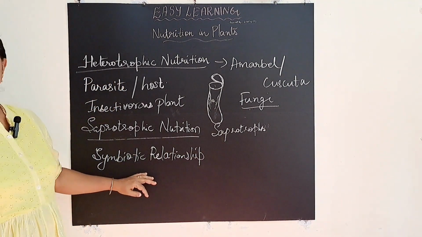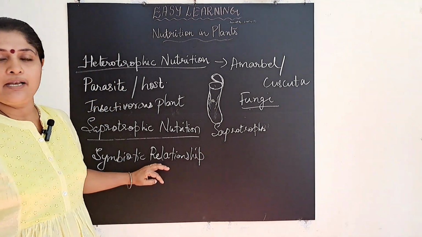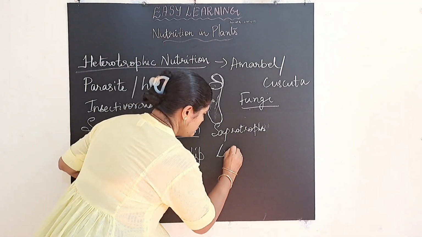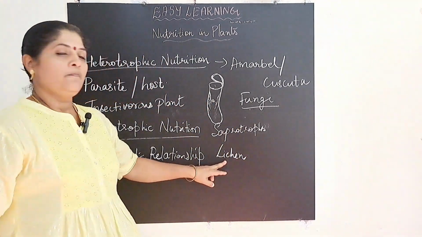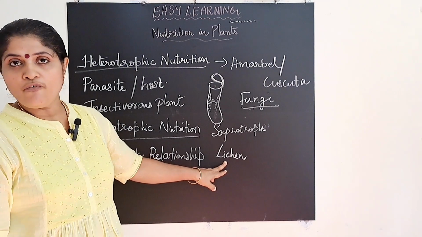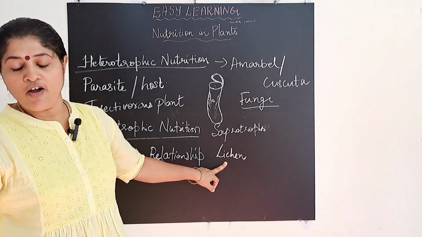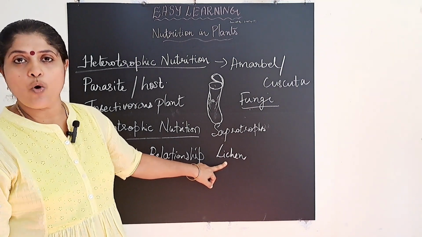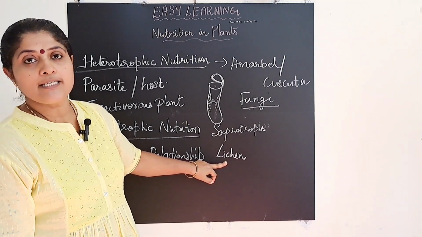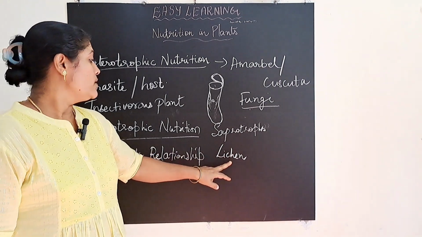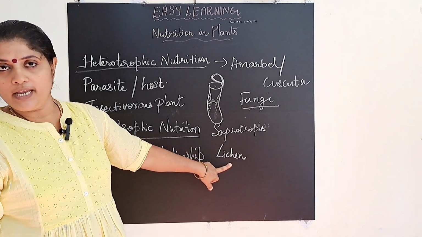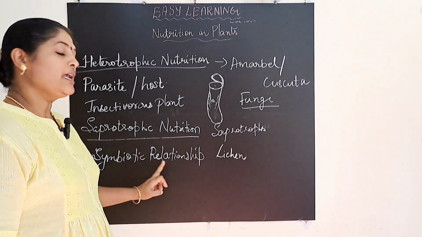So, for symbiotic relationship, the simple example is lichen. It is a combination of fungus and algae. The algae will provide the food to the fungus, whereas the fungus will provide the water and other materials necessary for the algae. So, that is one simple example of a symbiotic relationship.